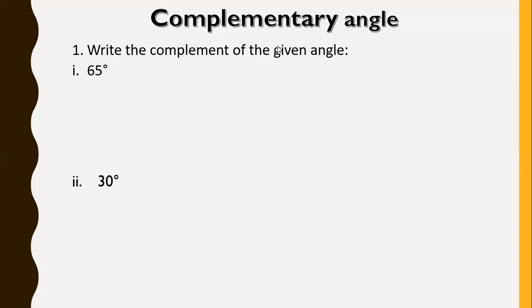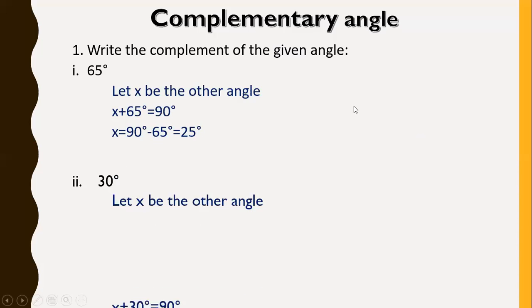Okay. Now, I am getting the answers. Answer number 1 is coming. Okay, now let's see the answers. Very good. Answer number 1 is 25 and answer number 2 is 60 degrees, sorry. Answer number 2 is 60 degrees.